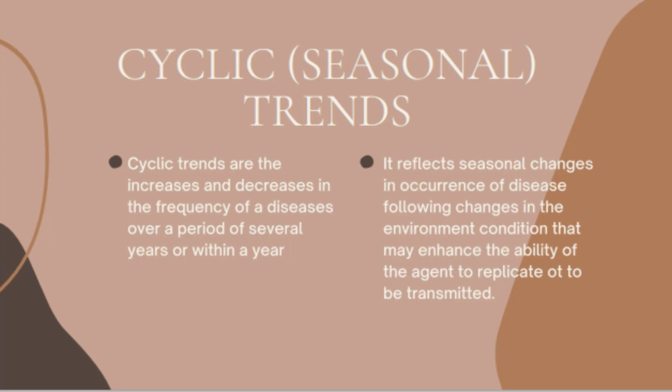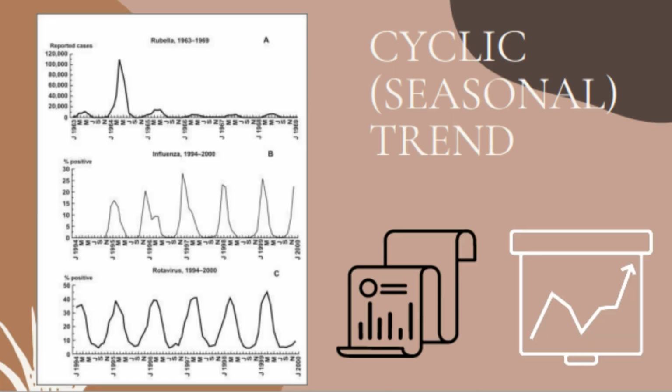Next is the cyclic trends, and this refers to the increases and the decreases in the frequency of a disease over a period of several years or within a year. It reflects seasonal changes in occurrence of disease following changes in the condition of the environment that may enhance the ability of the agent to replicate or to be transmitted.